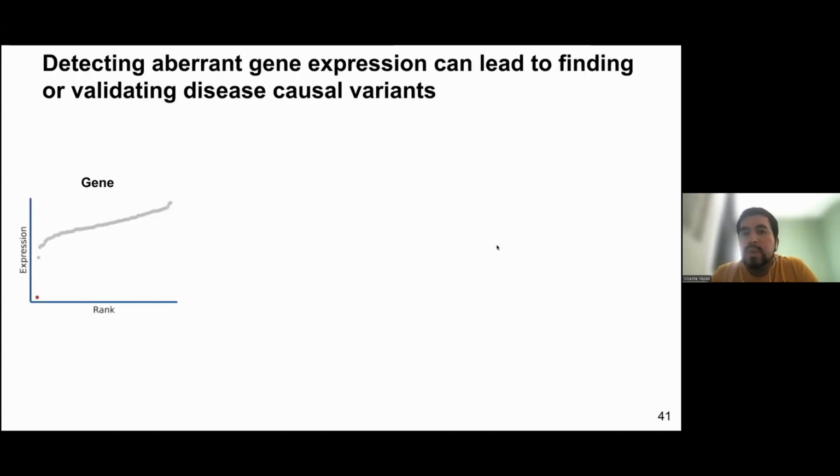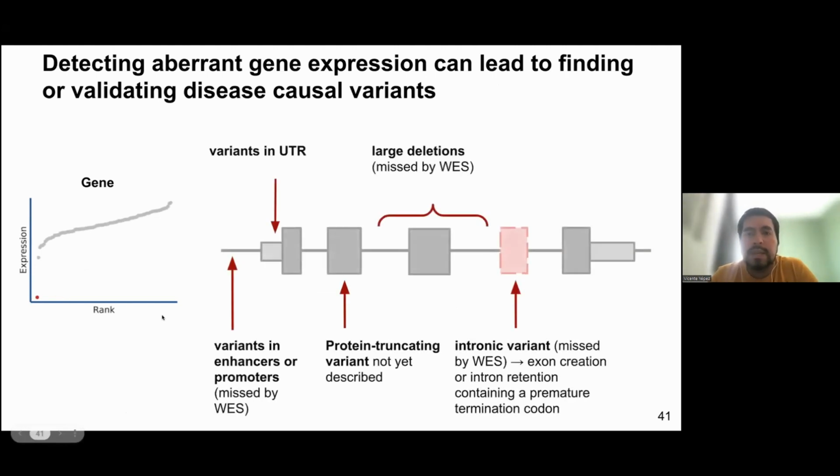So why do we do this? Why detect even aberrant gene expression? We have this gene that is very much reduced in a specific sample with respect to a population, because it can be indicative of variants. It can be indicative of variants even before the gene, in enhancers, promoters, in the UTRs. It can be indicative of large deletions. This has happened many times, that the deletions were missed by a standard whole exome sequencing analysis, and through finding aberrant expression, we can find them. Or it can be due to intronic variants that activated a new exon containing a premature stop codon, and that led to aberrant expression.